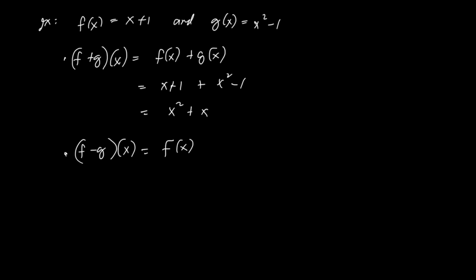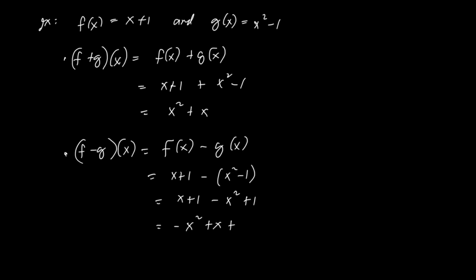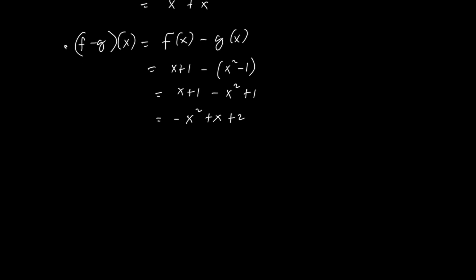Also, f minus g of x is just f of x minus g of x, and f of x is x plus 1 minus our g of x, which is x squared minus 1. So we have x plus 1 minus x squared plus 1. So we have negative x squared plus x plus 2.